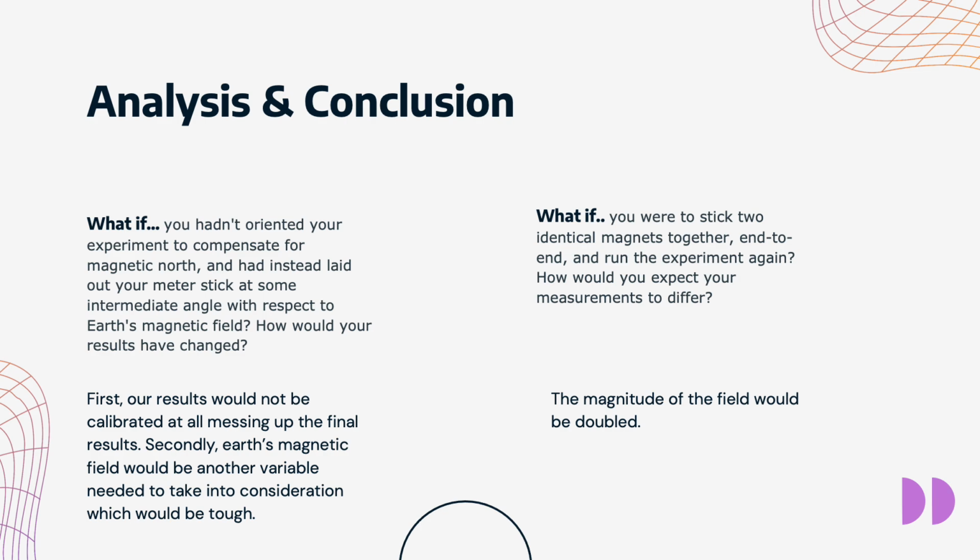And secondly, Earth's magnetic field would be another variable needed to take into consideration, which would make it tough to calculate. And for our other what-if question, if you were to stick two identical magnets together end to end and run the experiment again, how would your measurements differ? What would you expect? We would expect the magnitude of the field to be double.